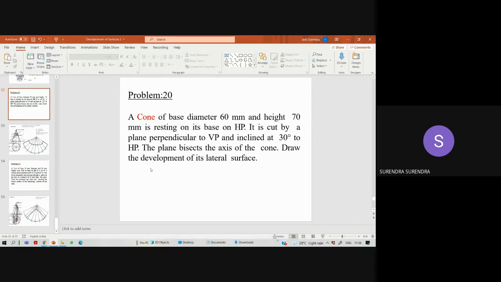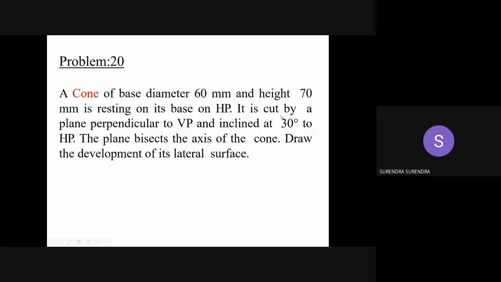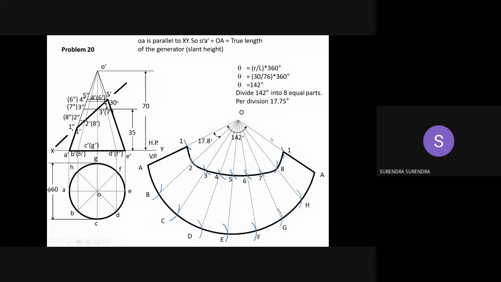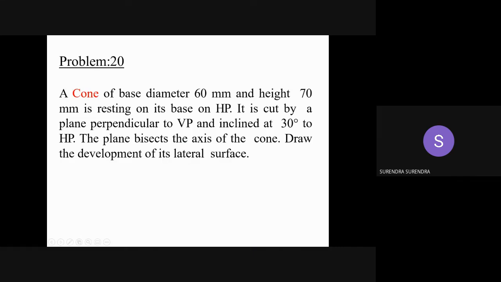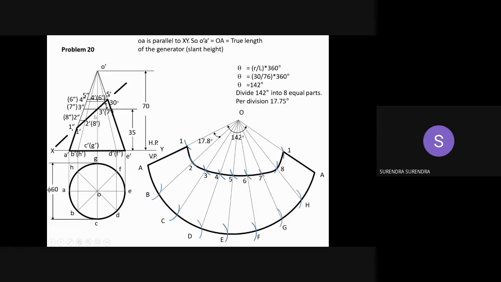So, first draw the cone, top view and its respective front view. Divide it into 8 equal parts. So, draw all the generators. And next, the cutting plane. Draw the cutting plane inclined at 30 degrees to the HP and bisecting the axis of the cone. So draw the cutting plane.